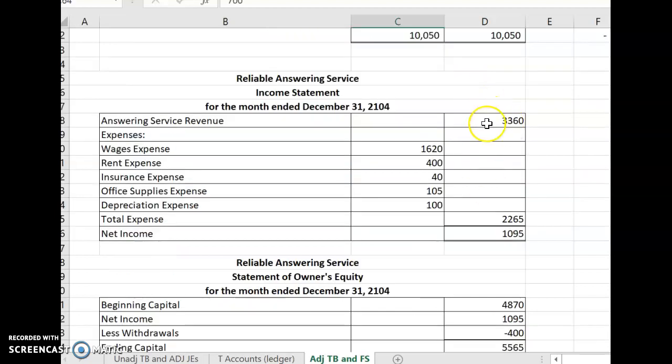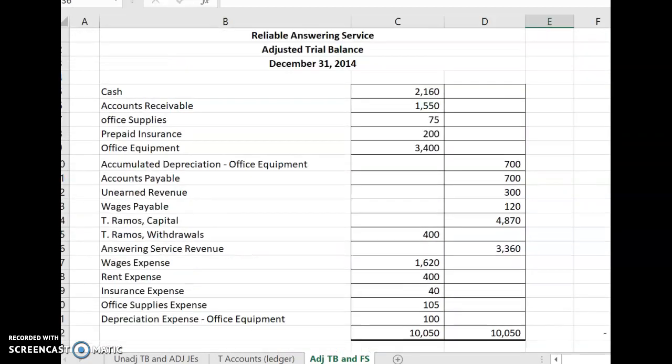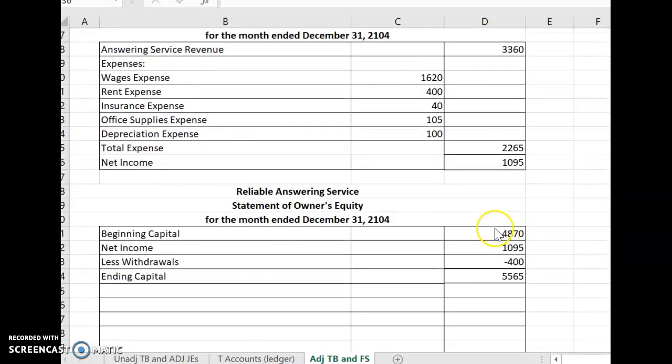Okay, so I listed my revenue, I listed my expenses, I totaled my expenses, and then I did revenue minus expenses to get my net income. Remember, all of this is coming from our adjusted trial balance. Beginning capital came from the trial balance for owner's equity, and then I added the net income, and the net income number came straight from the income statement, and then I subtracted out withdrawals, and I got my ending capital.